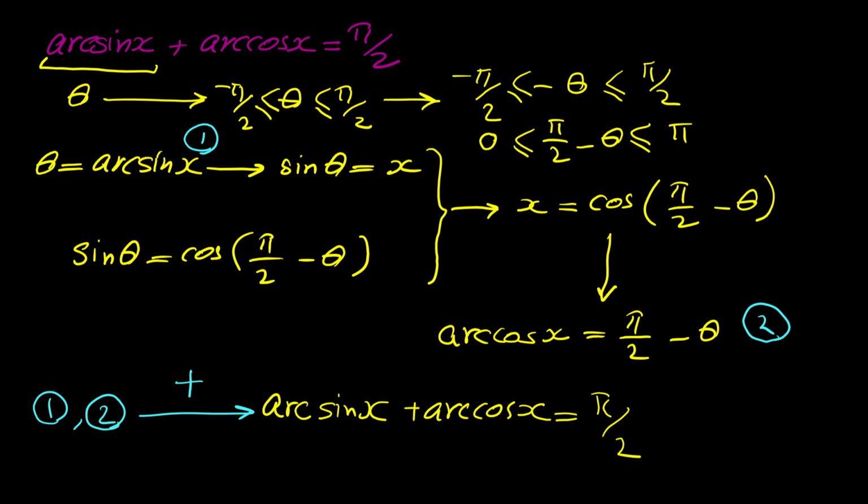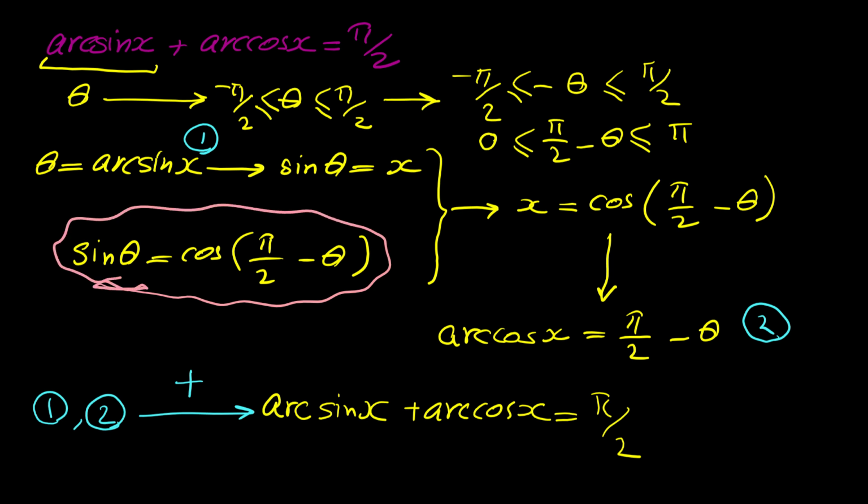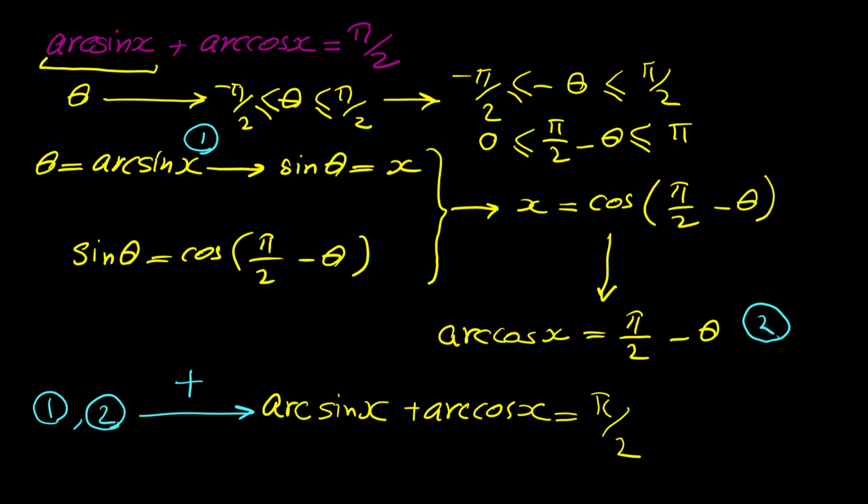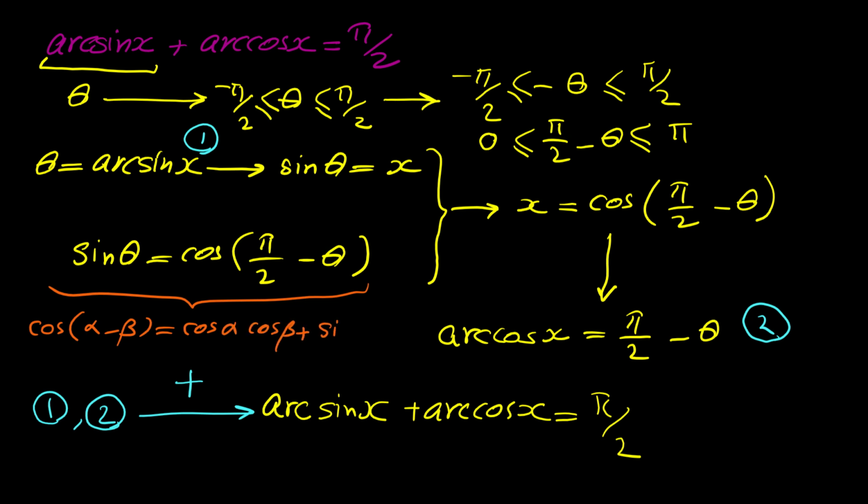But before I show you the next method for the proof, let me show you why this relation is true: why sine of theta is the same as cosine of pi over 2 minus theta for any theta. For proving this relation, let me remind you of this. Cosine of alpha minus beta, we have this relation in trigonometry, is equal to cosine of alpha, cosine of beta, plus sine of alpha, sine of beta. For any alpha and beta, we have this relation.